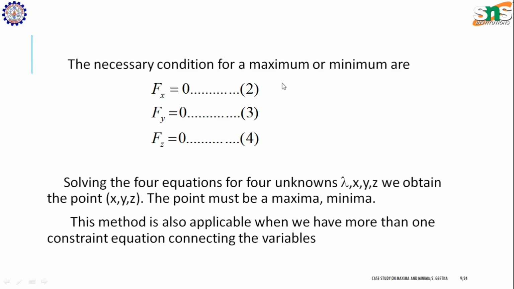The necessary conditions for a maximum or minimum are Fx equal to 0, Fy equal to 0 and Fz equal to 0. Keep these as equations 2, 3 and 4. Solving the 4 equations for the 4 unknowns lambda comma x comma y comma z, we obtain the point x comma y comma z. The point must be a maximum or minimum. This method is also applicable when we have more than one constraint equation connecting the variables.